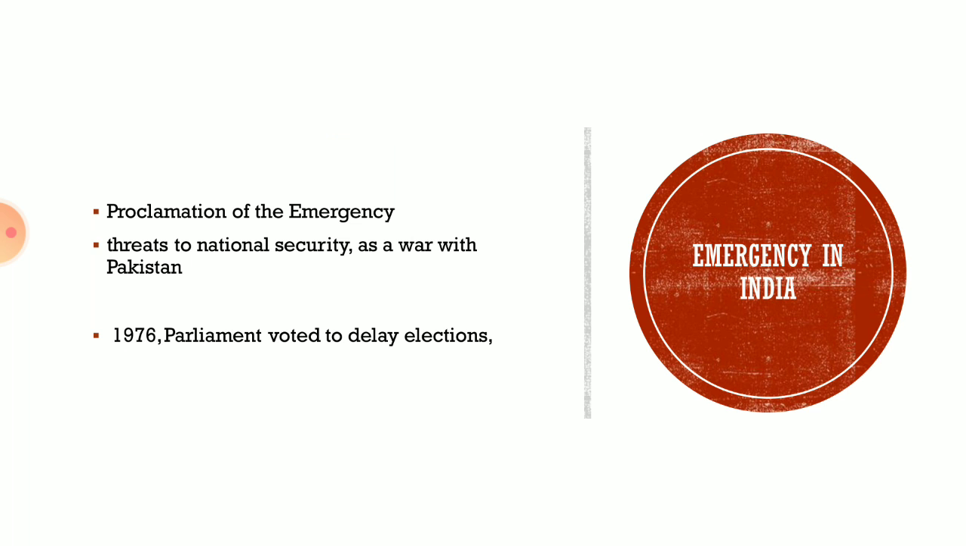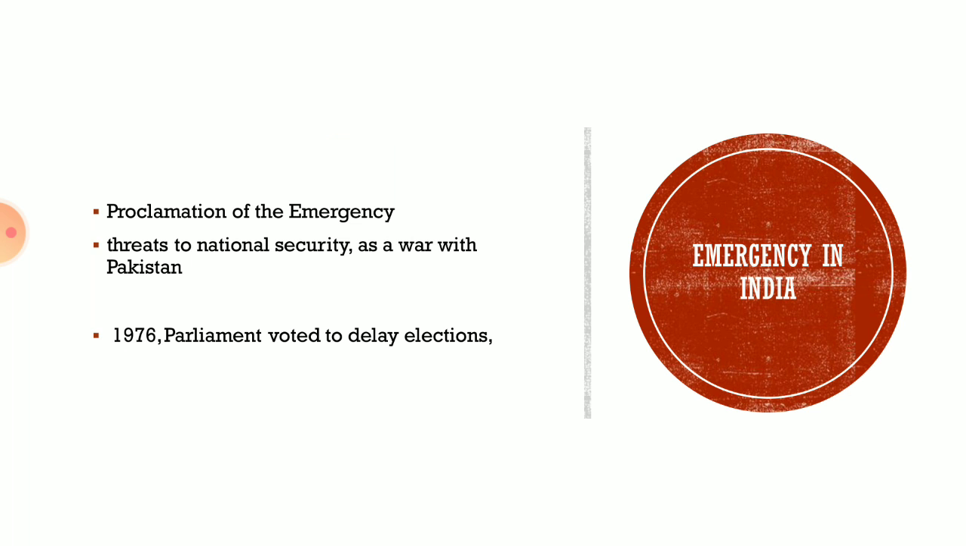Okay, so now let's move on. Basically we are talking about how the emergency came into being in the year 1975, that was imposed in the month of June, 25th June 1975. So now let's come to the point of proclamation of emergency. So now we have reached 1973.